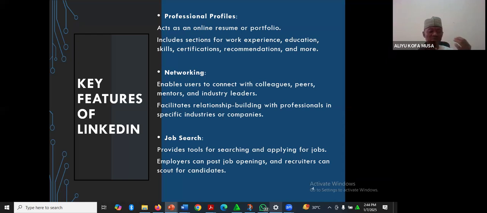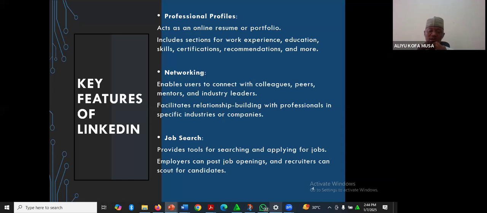You see, for us mechanical engineers, we have our own body. They also have their own. So you can network with engineers, you can network. Then one key feature is what? Job search. It provides tools for searching and applying for jobs.